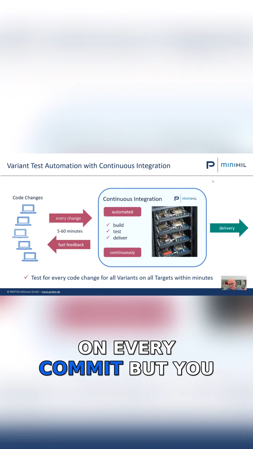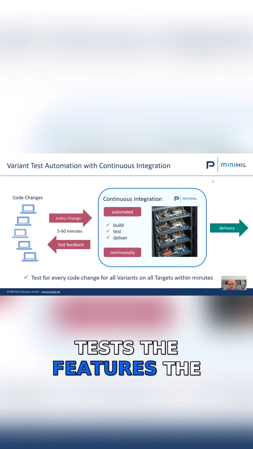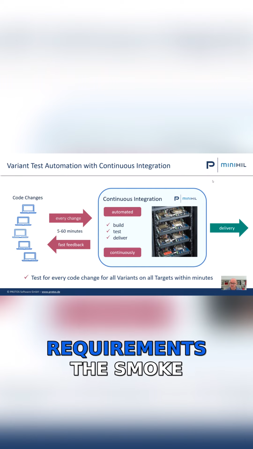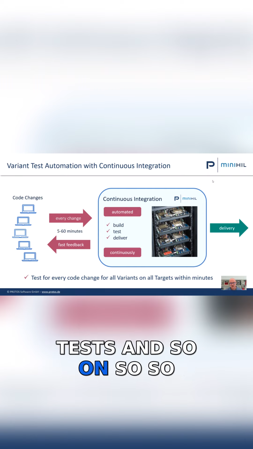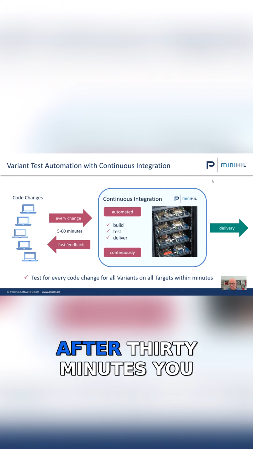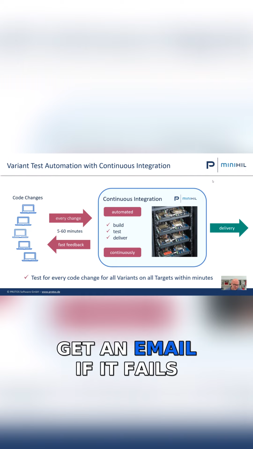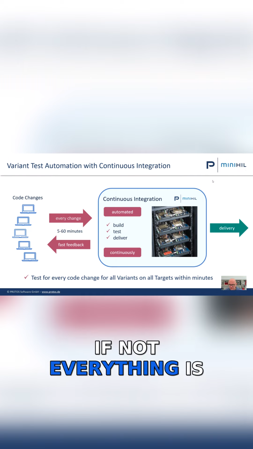on every commit, but you test the most important tests, the features, the basic requirements, the smoke tests, and so on. So that you have an answer after 30 minutes. You get an email if it fails. If not, everything is okay.